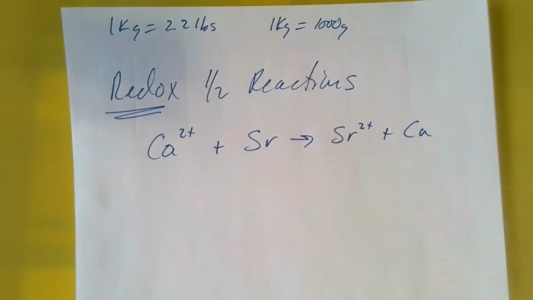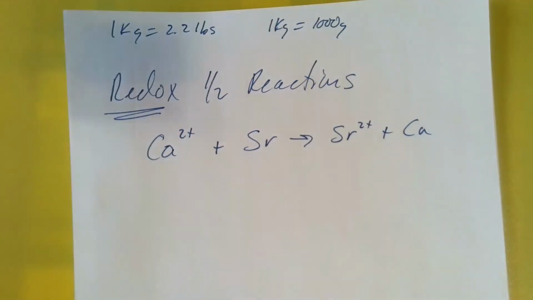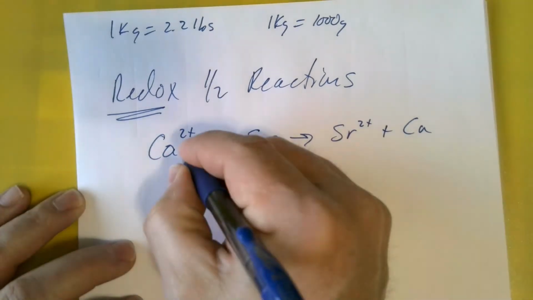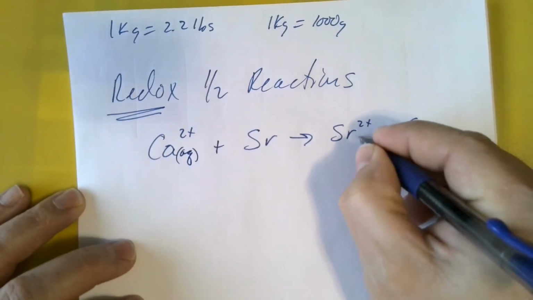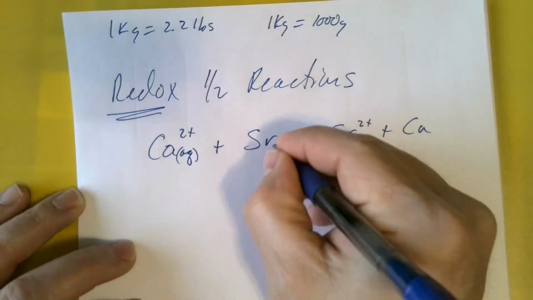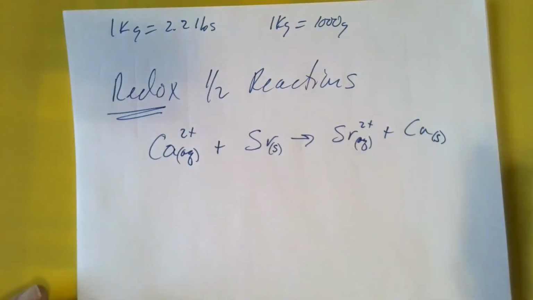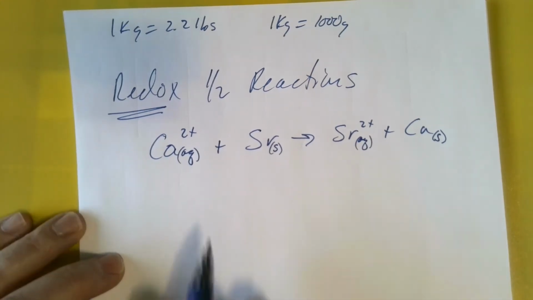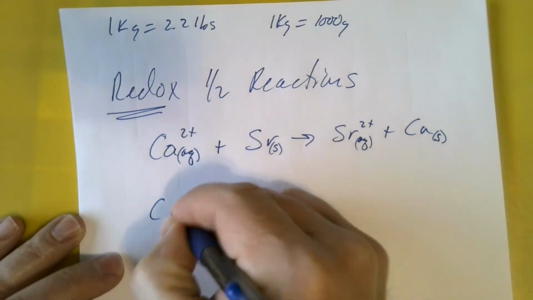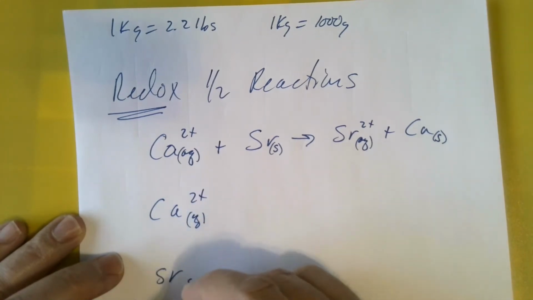Now, a lot of you missed the question about this because you forgot to put the states. Understand that if it's an ion, which means it's got a charge, it is always going to be AQ. If it's elemental, for most of these, it's just going to be a solid. So here is a good example. Remember that I'm basically going to have two equations. I'm going to have calcium 2 positive aqueous, then strontium solid.